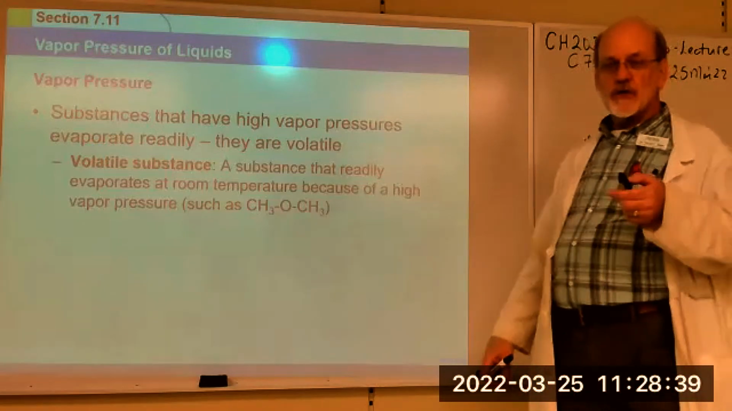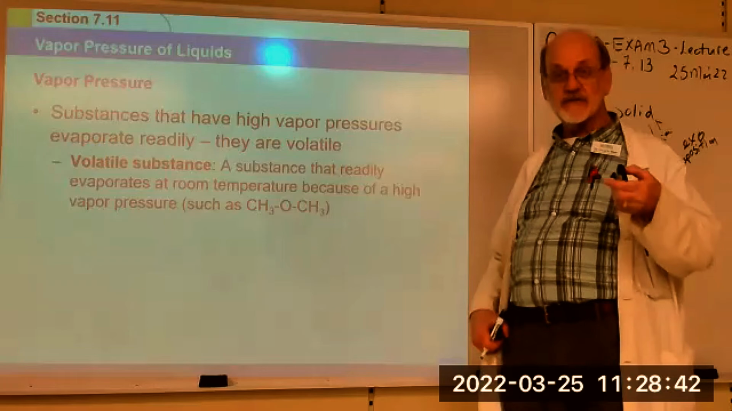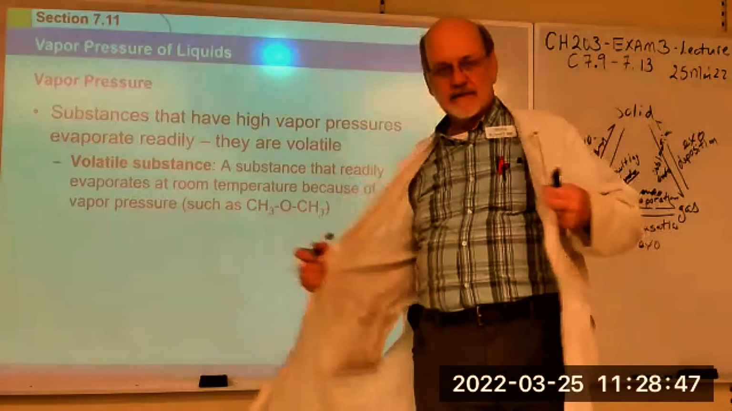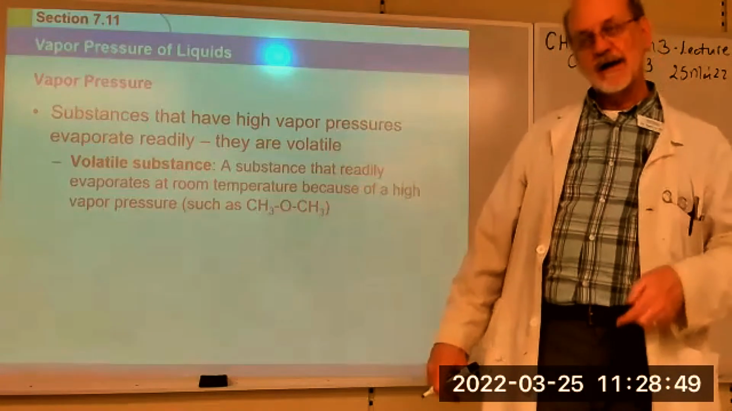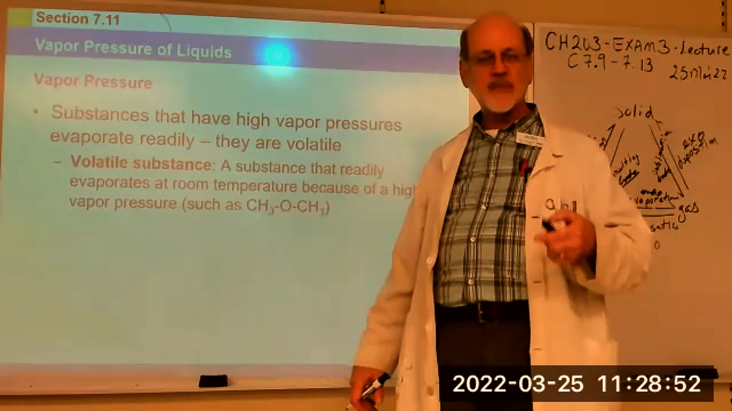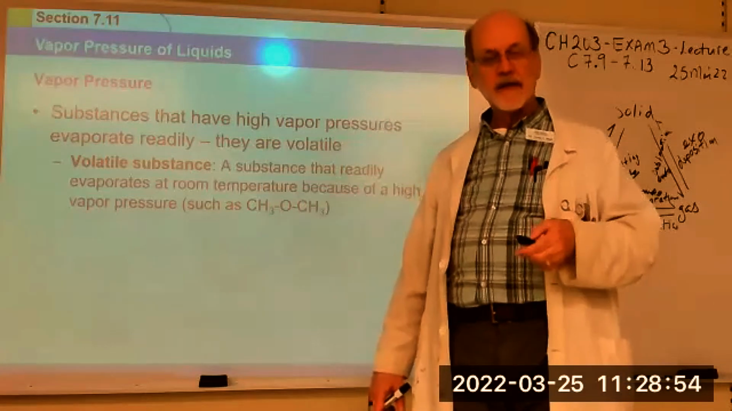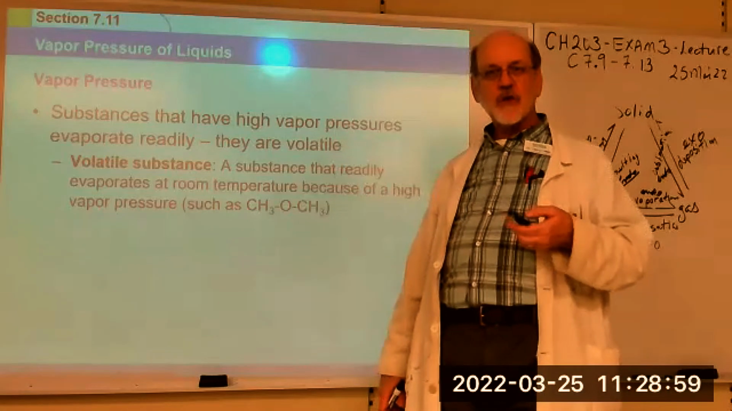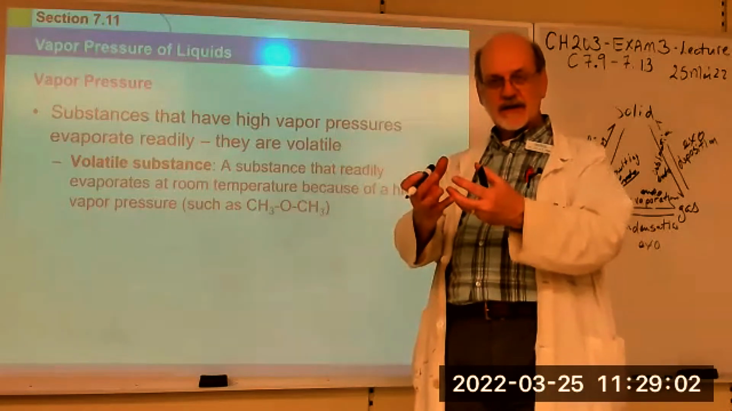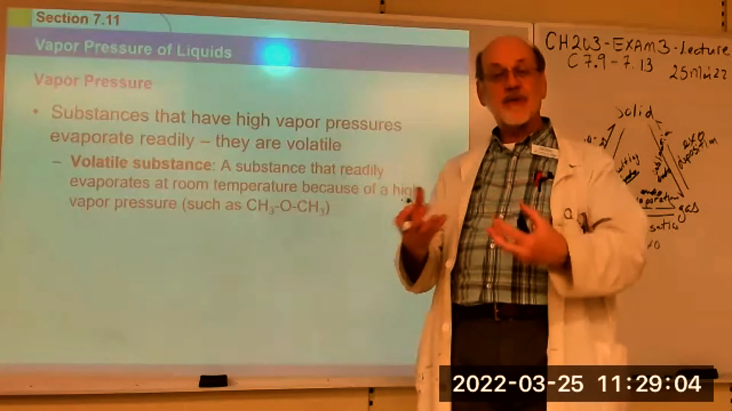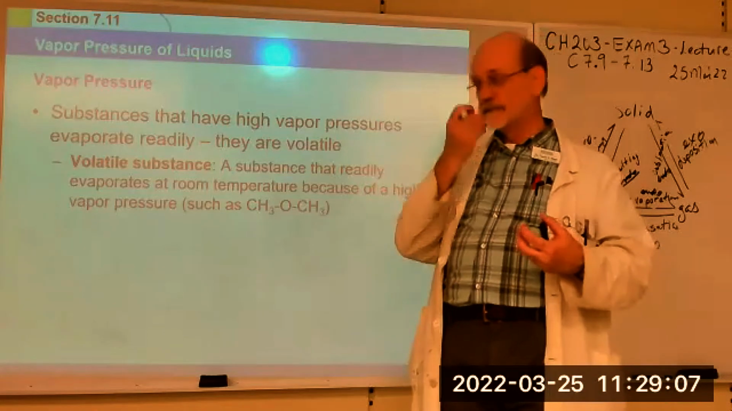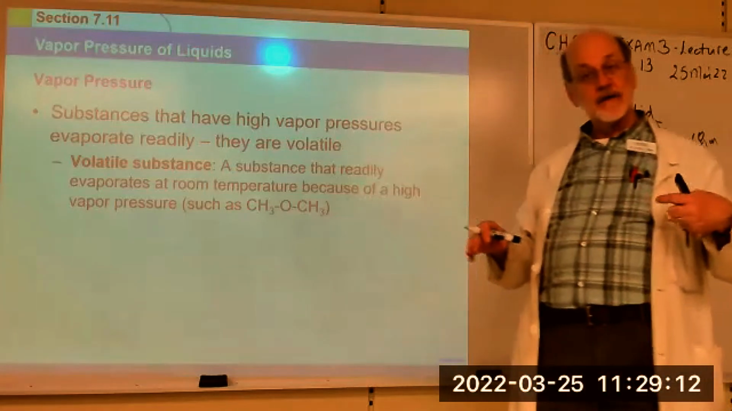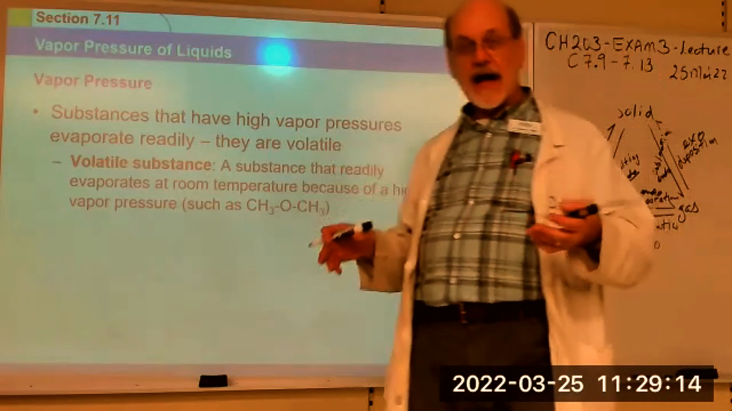And we often refer to those substances that have very high vapor pressures as volatile. In fact, the EPA, Environmental Protection Agency, and OSHA to a certain extent, Occupational Safety and Health Administration, they identify volatile organic compounds as those organics in the product that are very easily vaporized at room temperature. So these volatile substances tend to have higher vapor pressures.